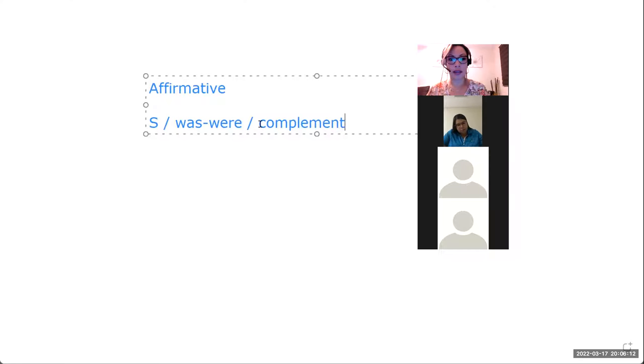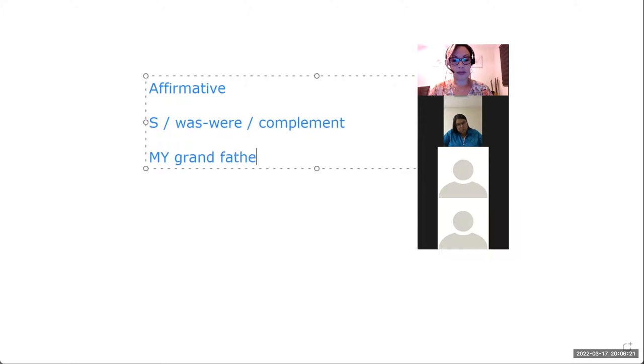So let's see, I can place a subject, my grandfather. Am I going to use was or were? Was. Okay, correct. My grandfather was, and then a complement. Soldier, for example. Okay, my grandfather was a soldier.